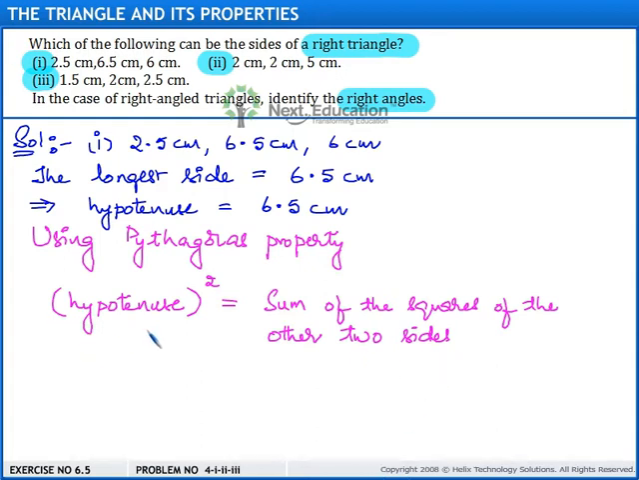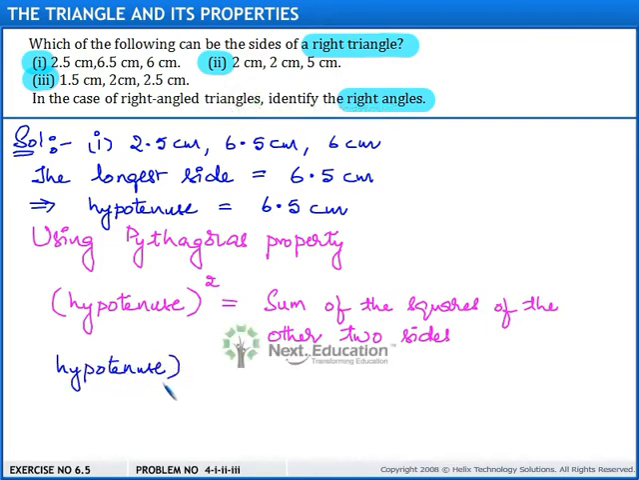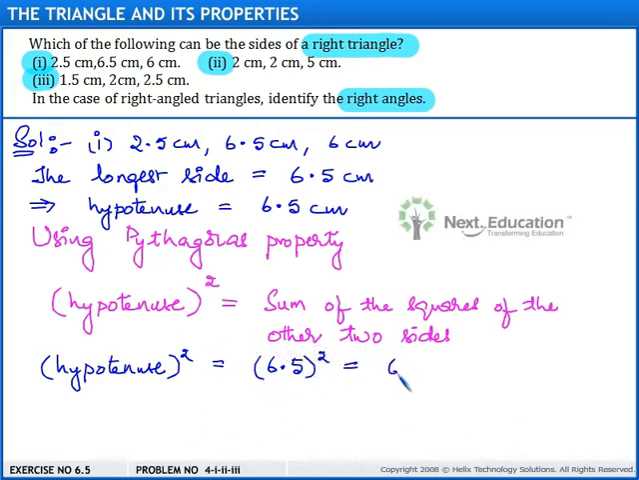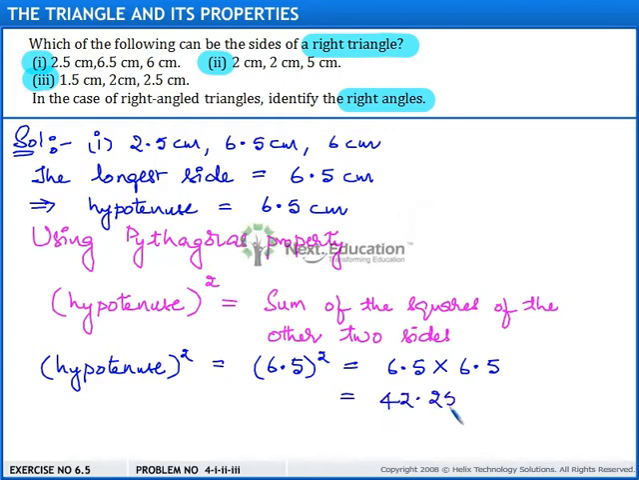Now, we shall just check this property with the given sides. Now, the square of the hypotenuse is equal to 6.5 whole square, and which can also be written as 6.5 into 6.5 is equal to 42.25.